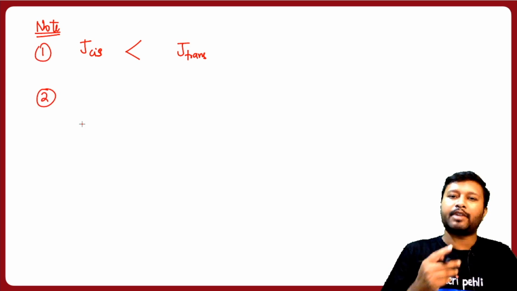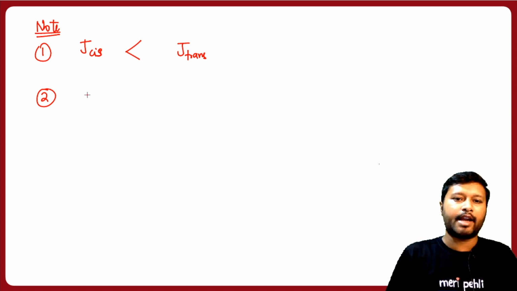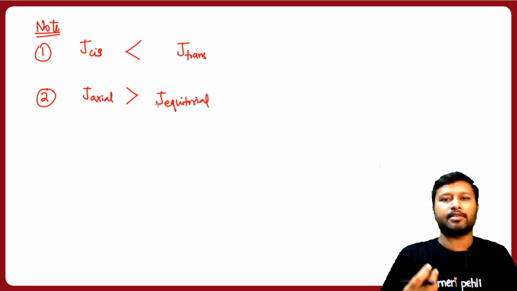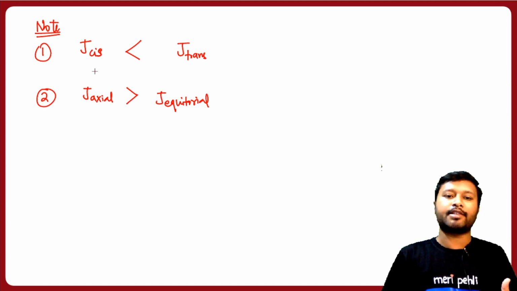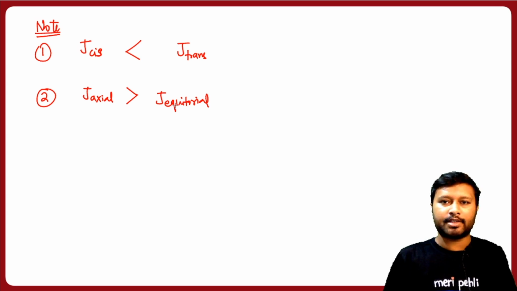The second thing is that if the groups are axial and equatorial, in that case J axial has more coupling. So axial groups couple more than J equatorial. These things will come up in the case where there is no fluxionality and the molecule is rigid. In that case, the axial splitting is going to be more compared to equatorial splitting. Let me give you an example of that.